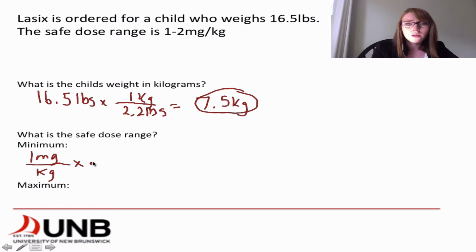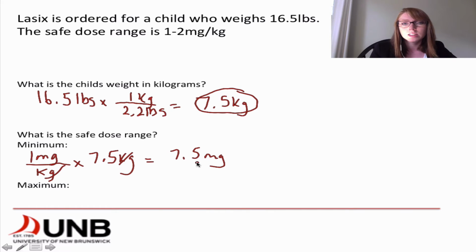So we know that the child weighs 7.5 kilograms. So that's where we're getting that number from. That's why we did that first, because we need it to calculate the safe dose range. So if you do your math here, it's pretty easy math for this one. You know that the minimum safe dose range is 7.5 milligrams. So that's the smallest amount that we should give per day.